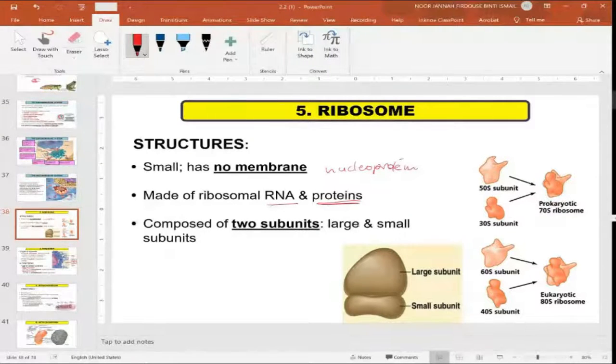Ingat kan RNA ada yang kita belajar. RNA yang kita belajar rRNA, mRNA dengan tRNA. Sebenarnya ada lagi RNA lain. Awak boleh carilah. Saya tak ajar kat sini. Composed of two subunits, large and small subunit. Ha, ini memang macam ni lah rupa dia.